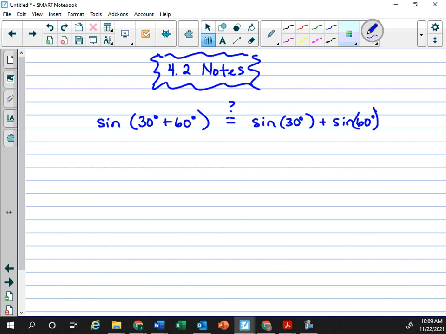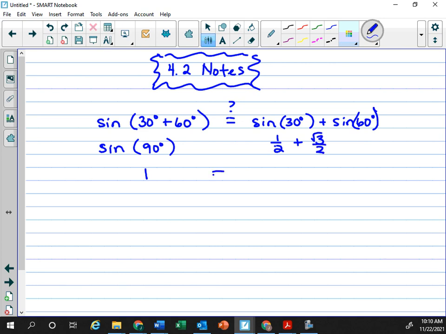Initially, you're like, oh, I can distribute sine. That makes sense, right? No, that's not how sine works, okay? You are not just distributing. If you think about the left side, 30 plus 60 would be 90 degrees. What is the sine of 90 degrees? 1. Okay, on the right side over here, what is the sine of 30 degrees? Oh dear, guys, what is 1/2? Good job. What is the sine of 60 degrees?